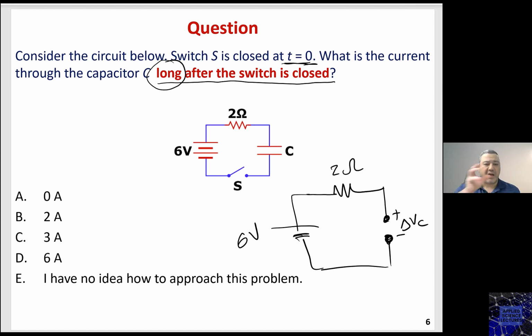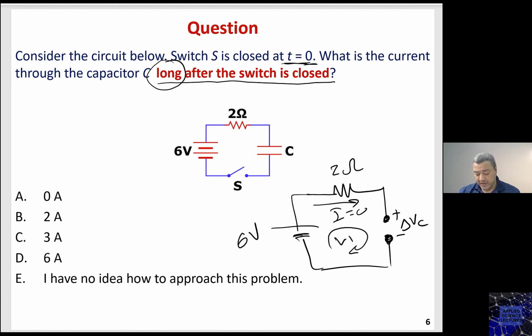This doesn't mean that I have physically removed it, but I'm treating this capacitor as an open circuit because it's a long time after the switch is closed, and now I can calculate the voltage across this capacitor. The word open circuit means I have 0 current going into my circuit. This is the definition of open circuit. I have 0 current. So now I can calculate the delta VC. If you want to apply KVL, you can do that.